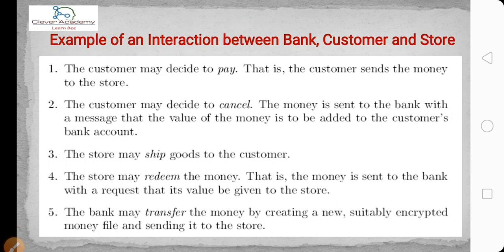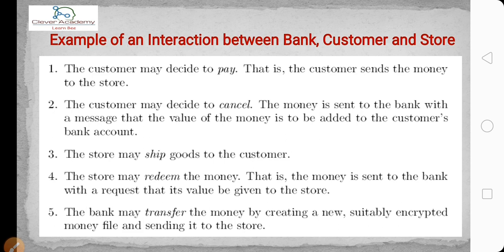We'll go into a real-time example. This is an example of an interaction between a bank, a customer, and a store. We have some conditions here, and based upon these conditions we identify, or rather draw, the finite automata. First we'll go through the 5 rules, and then we'll go for the example of drawing the finite automata.